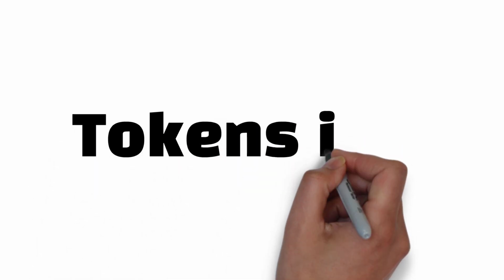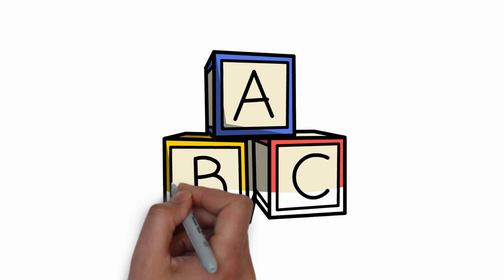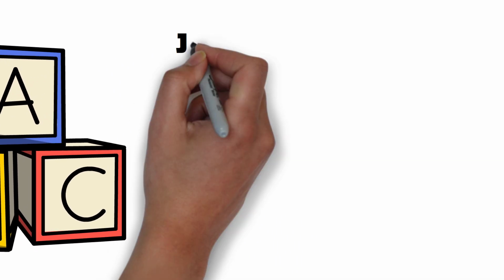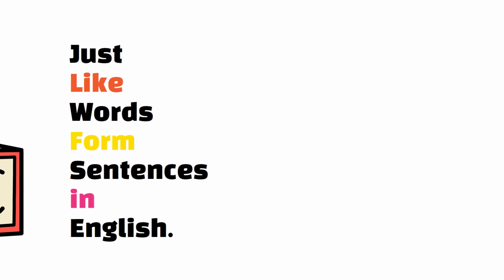Hello all. Today we are diving into the world of C programming, starting with its most fundamental concept called tokens. Think of tokens as the basic building blocks of any C program. Just like words form sentences in English, tokens form the instructions in C.